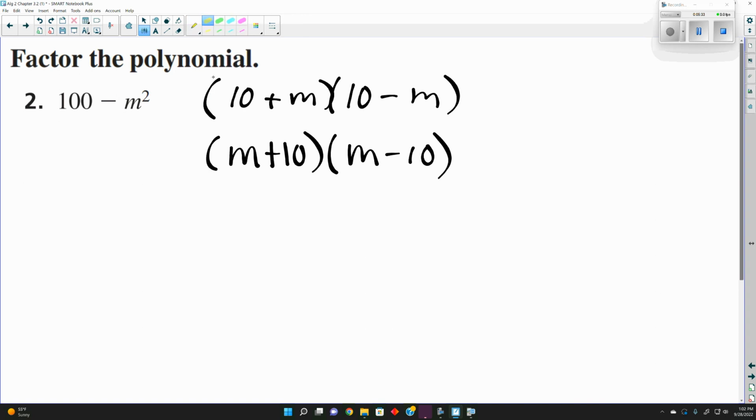Well, let's look at this here. Are these two here the same? Yeah, 10 plus m, m plus 10 are the exact same. Are these two here the exact same? So we would get it halfway. Because 10 minus m and m minus 10 are different. Now, there is a way to adjust for this to make them be the same.